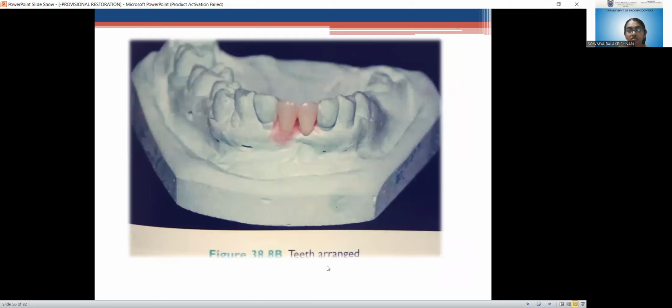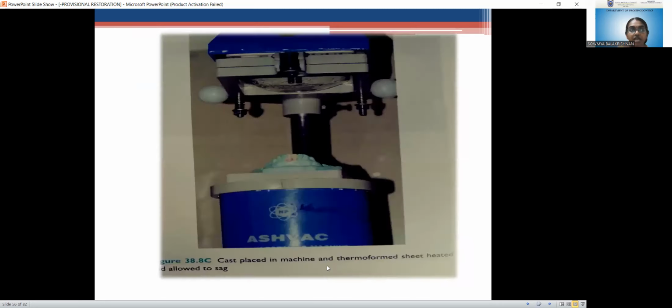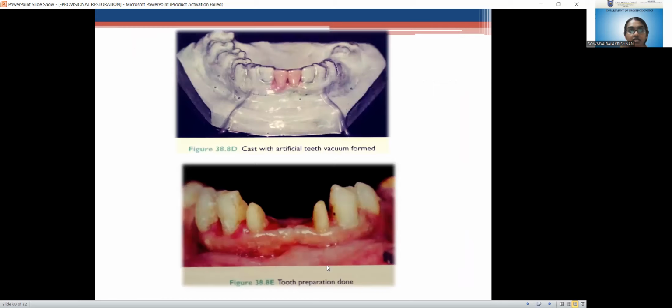So we have to arrange the teeth onto the diagnostic cast, and then this cast should be placed on this machine, and thermoformed sheets are heated and allowed to sag, because we are going to make a temp index using thermoformed sheets. After complete adaptation of the thermoform sheet, the cast will look like this. This is the cast with artificial teeth and this is the vacuum form.